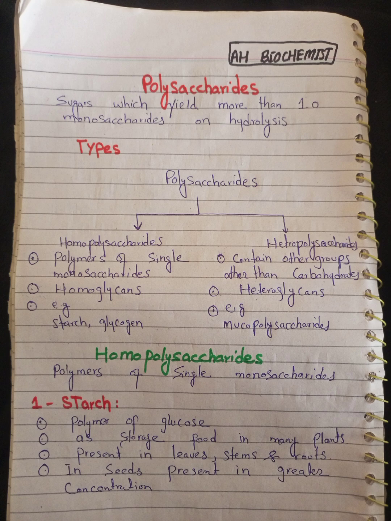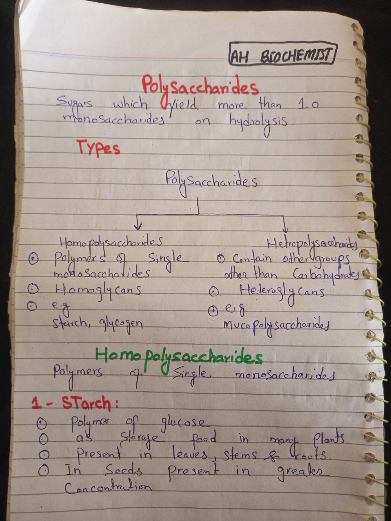Homopolysaccharides are polymers of single monosaccharide units, while heteropolysaccharides contain other groups other than carbohydrates. Homopolysaccharides are also called homoglycans, while heteropolysaccharides are also called heteroglycans. Examples of homopolysaccharides are starch and glycogen, while an example of heteropolysaccharide is mucopolysaccharides.